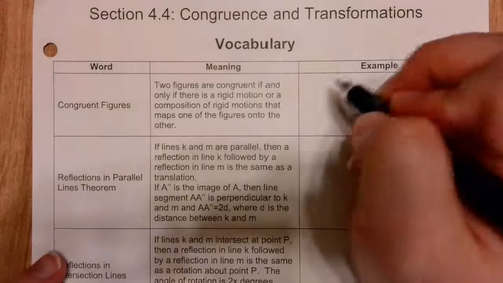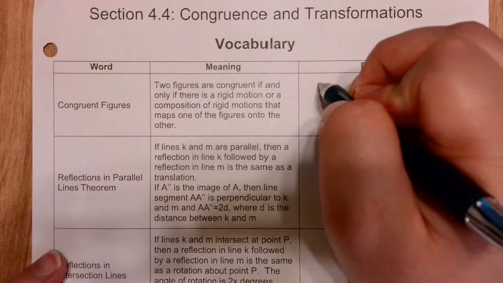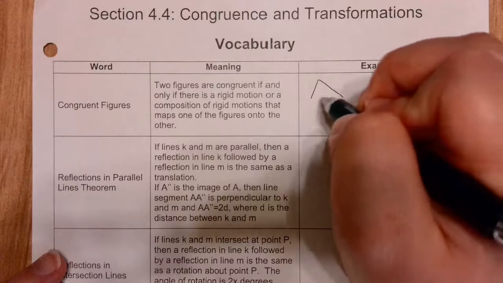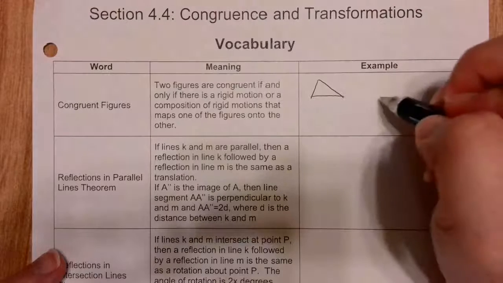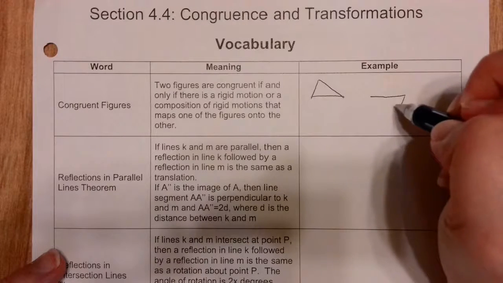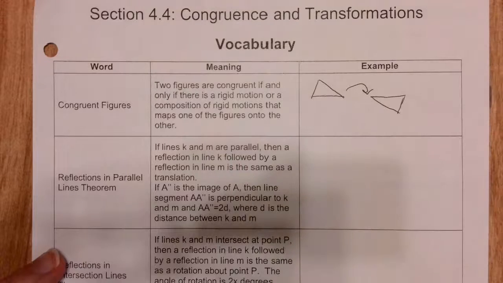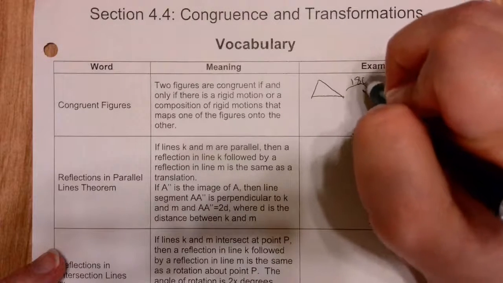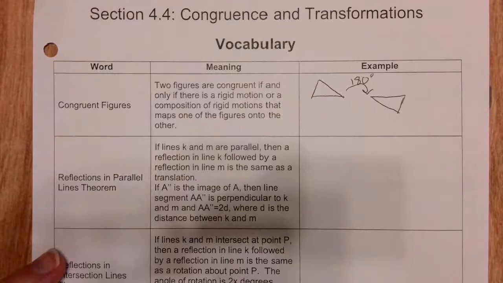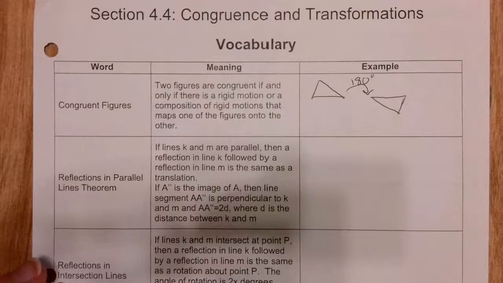So, for example, I don't know, here's a triangle, and there's some sort of rotation that takes it to this triangle. Maybe it's a rotation of 180 degrees. Those two figures could be congruent. They're the exact same shape, exact same size. If you have two congruent figures, you can do some sort of rotation or reflection or translation to get from one to the other.